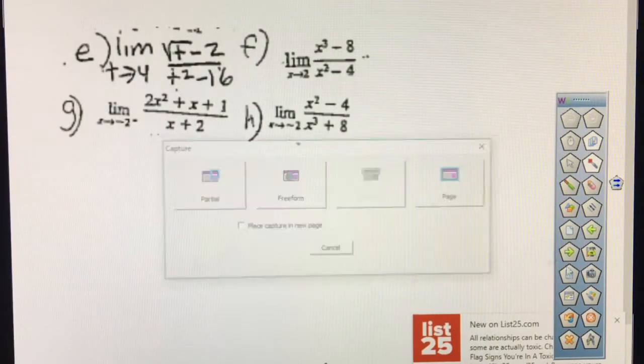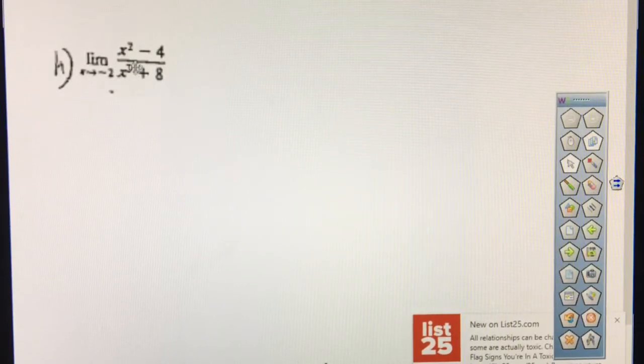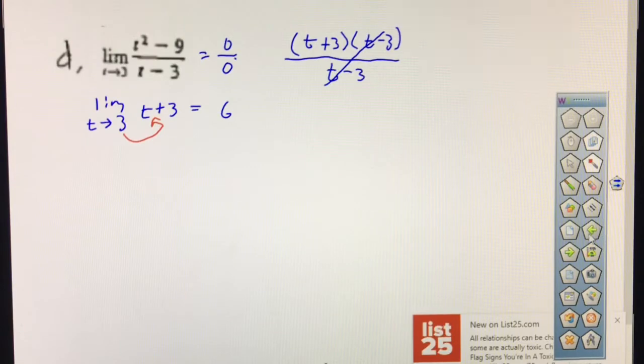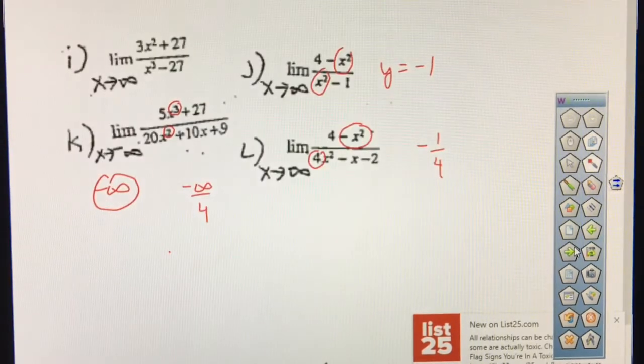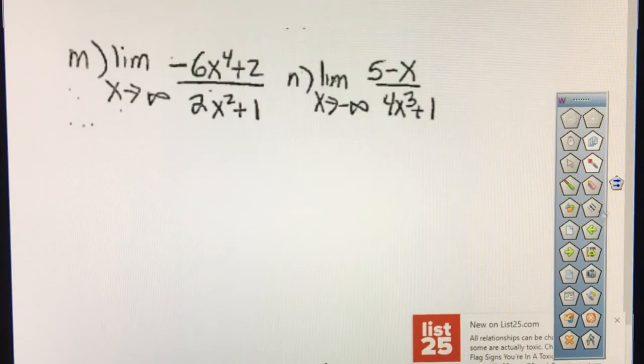That was that one. Last one is h. Let's see what that one looks like. When I plug in negative 2, it's going to be 0 over 0. I think we've already done this one. H-I-J-K-L. Okay, I need m and n.